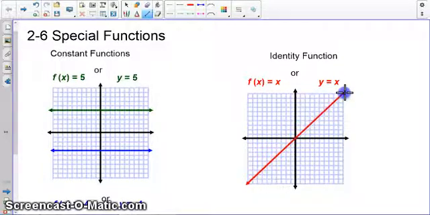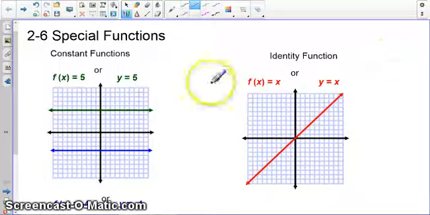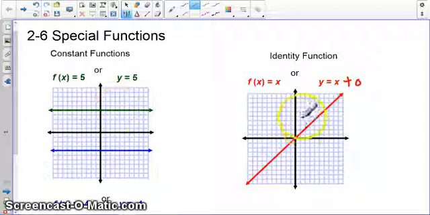And it's a straight line that is going through the origin. So the y-intercept is 0. So you can think of this as x plus 0 if you wanted to. With the slope of 1. Okay, up 1 over 1, up 1 over 1, up 1 over 1. Slope of 1.